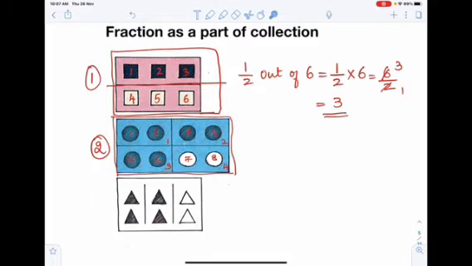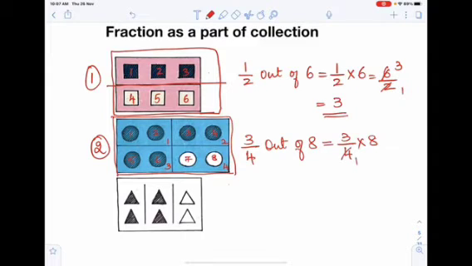So how many parts do we have? Out of 4 squares, I have only 3 squares shaded. So 3 parts out of 4 are shaded. And how many do we have? What is the collection of items that we have there? 8. Okay, out of 8 items. Okay, now again the same way as we did it, 3 by 4 into 8. What do we get there?